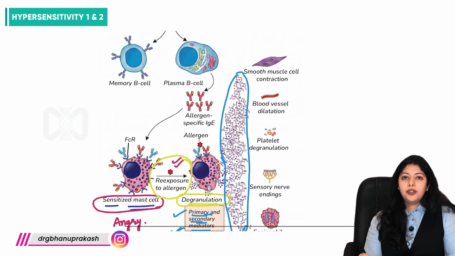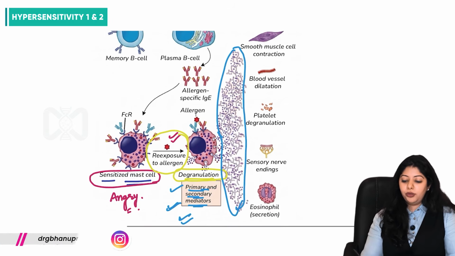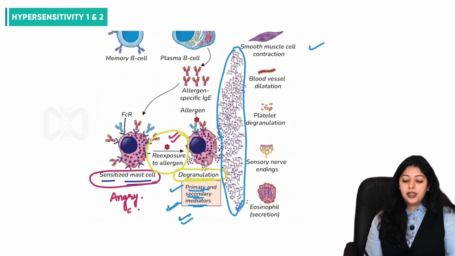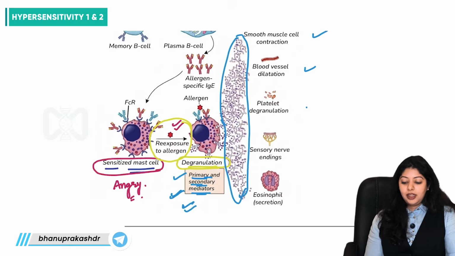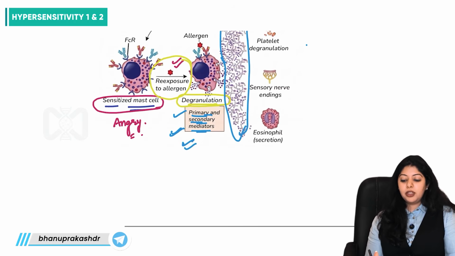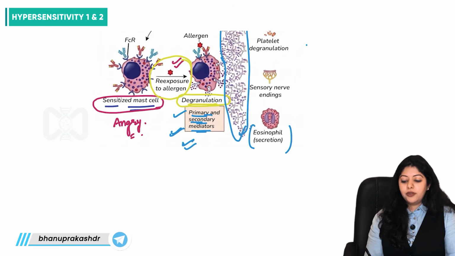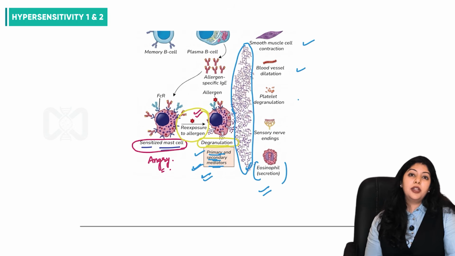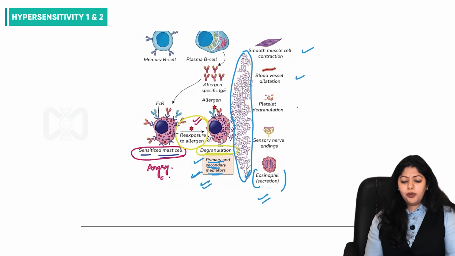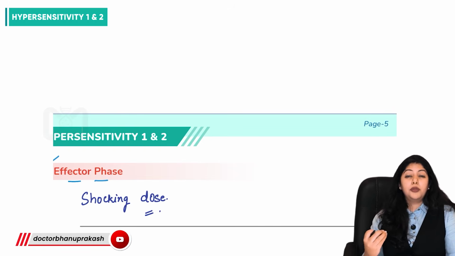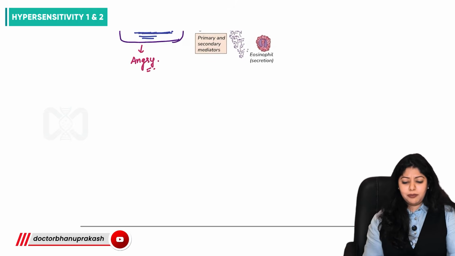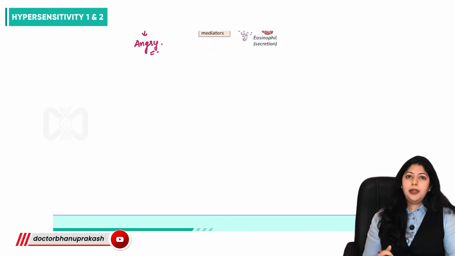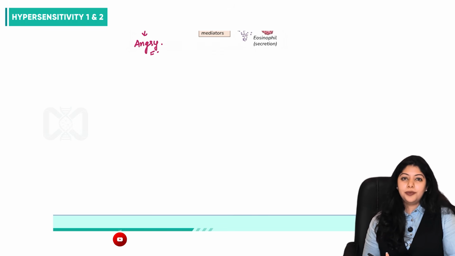So what is the role of these mediators? The collective role follows: smooth muscle contraction, blood vessel dilation, platelet degranulation, then sensory nerve endings would be stimulated, and eosinophils will also be secreted. So this is the collective role of the primary and secondary mediators. Before talking about the role of these mediators, we first must know what the different types of allergens are which can lead to a hypersensitivity type 1 reaction.